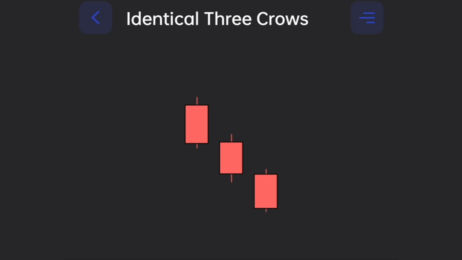To trade the three crows pattern, you can sell short when the third black candle closes. Place the stop loss above the high of the three candles and take profit when the price falls to a support level.